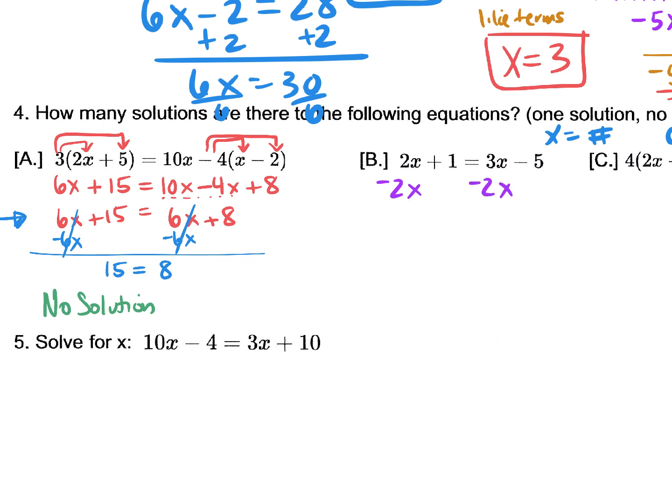There are 4 different ways of doing this problem, starting this problem. You could have chosen the 2x, the 1, the 3x, or the -5. So you can do it any way your brain thinks. You just have to make sure to show your work. We'll get the same answer.